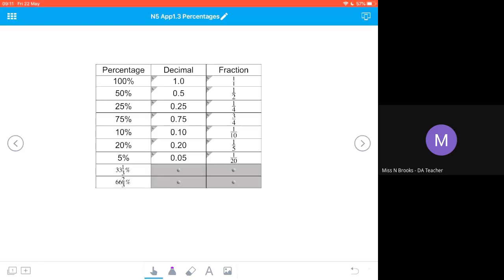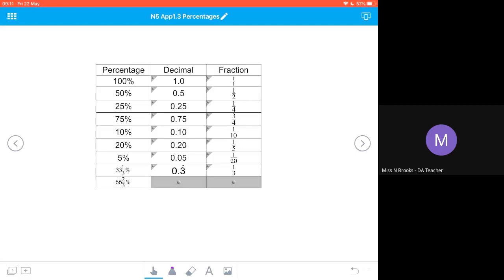The two special ones that we need to remember are 33 1/3%. As a fraction, it is 1/3. And as a decimal, it is 0.3 recurring, which means 0.33333. So it's important not to round 33 1/3% to 0.3, because that's 3/10, not 33 1/3%.